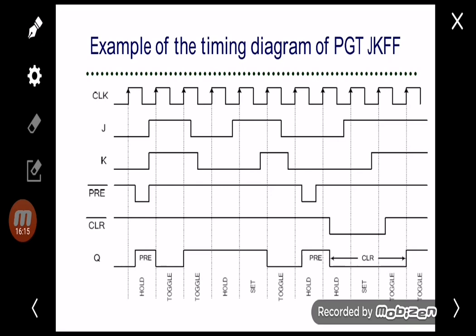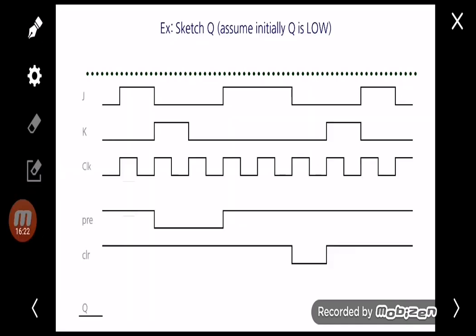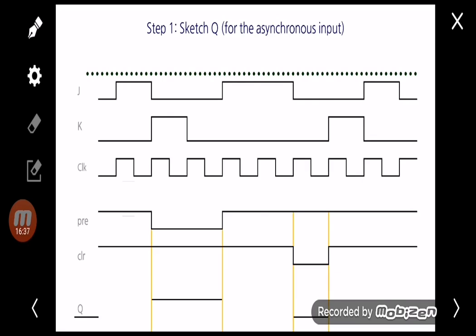So this is an example of a timing diagram of a PGT JK flip-flop. For example, we want to sketch the Q for this JK flip-flop with asynchronous input. The first thing, you need to draw the vertical line for preset and clear when it is active. This one is when the preset bar is active, and this one when the clear bar is active. When the preset bar is active, Q will immediately become 1, and when the clear bar is active, the output will immediately become 0. We will discard the transition of the clock when preset and clear are active.